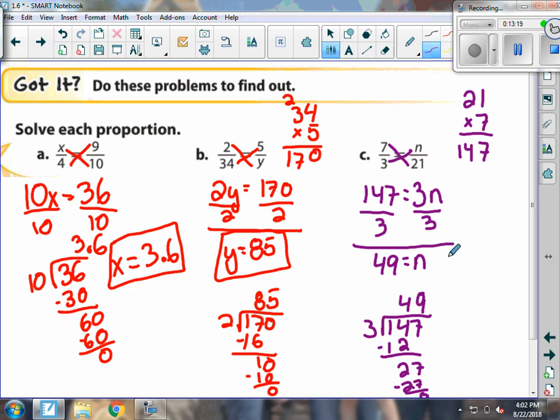Can I rearrange this and write it as n is equal to 49? If I wanted to? Yes. These are the exact same thing. You're just flipping it. But it works. Okay, so there are your answers for those. So if you got them right, good job. If you got them wrong, fix them, please, so that you have the correct answers and you can see where you made your mistake.